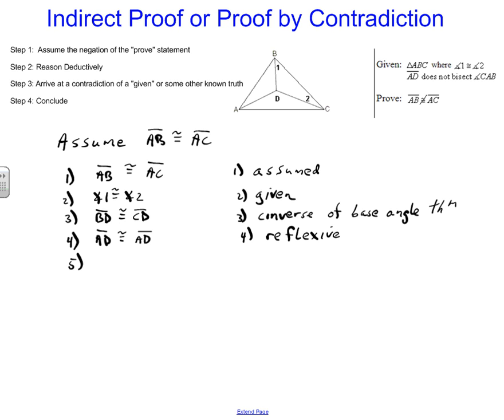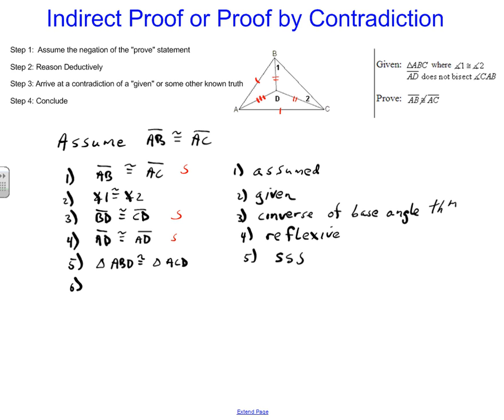Five, triangle ABD is congruent to triangle ACD. Let's see if I've got all the necessary elements for that. I've got a pair of sides there, AB congruent to AC. I've got BD and CD, and I have AD is congruent to AD. That's side, side, side. It looks like I've got it. So it is by side, side, side.